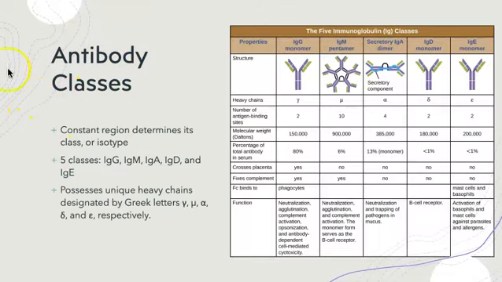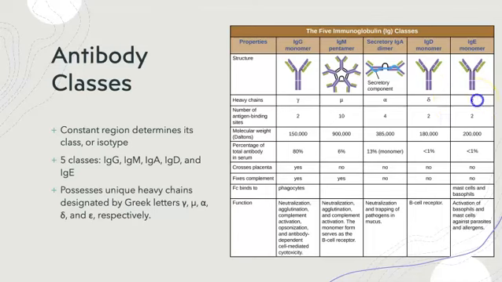Now let's talk about the different classes of antibodies. So we said that the constant region is going to determine its class or isotype, and that is going to be IgG, IgM, IgA, IgD, and IgE. Each of these possesses unique heavy chains designated by Greek letters, and you can see those listed over here. We've got gamma, mu, alpha, delta, and epsilon.